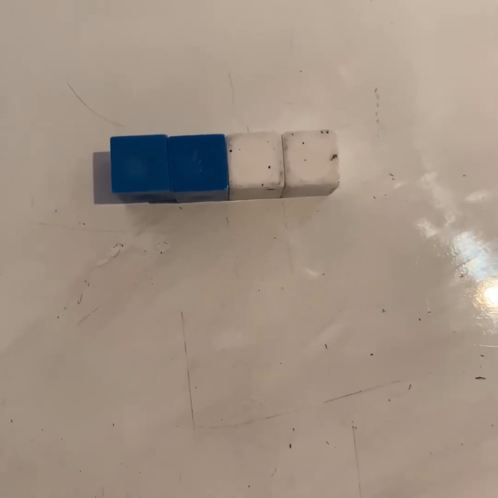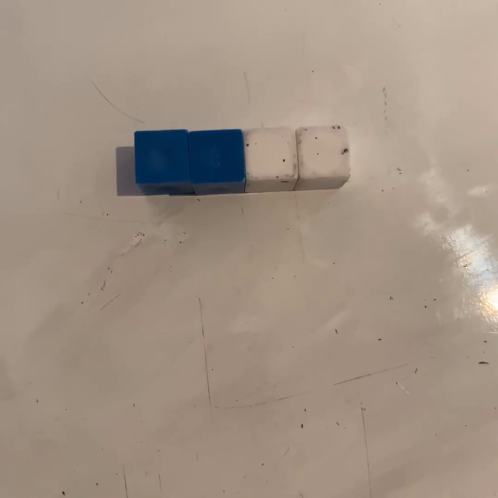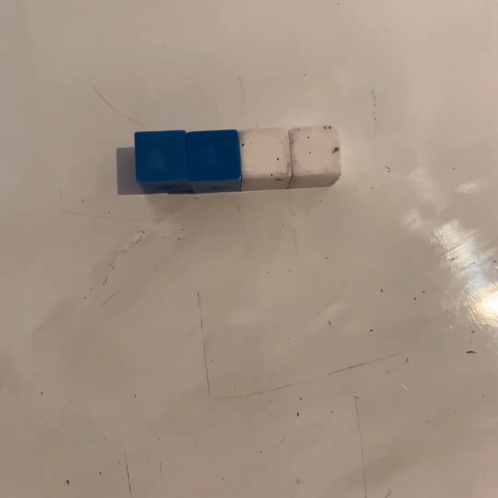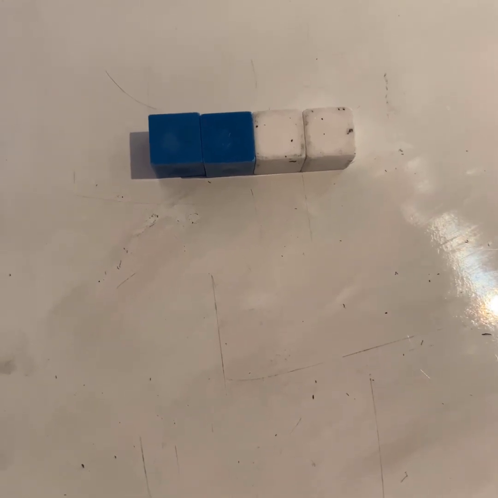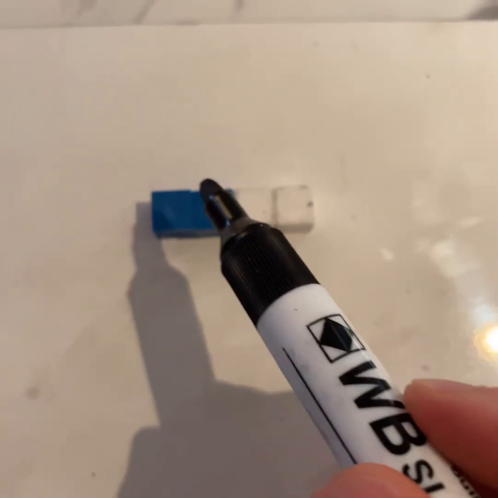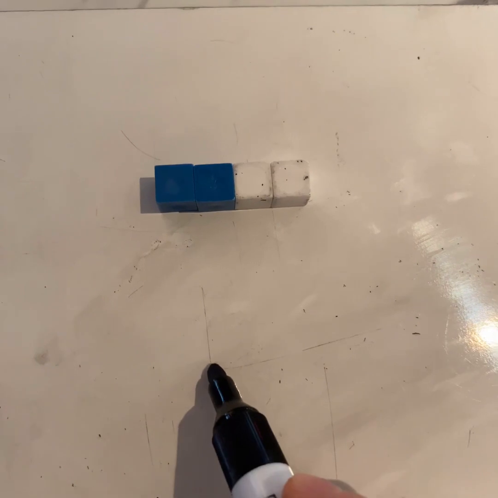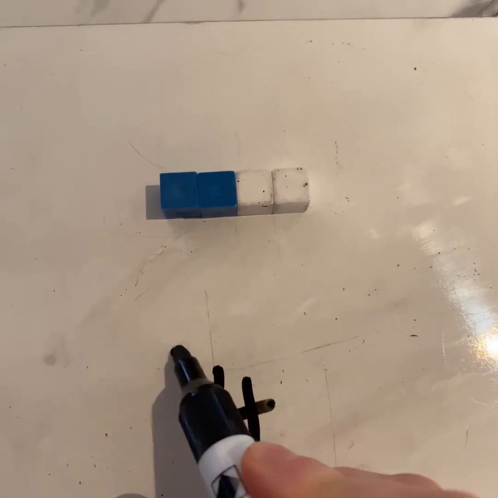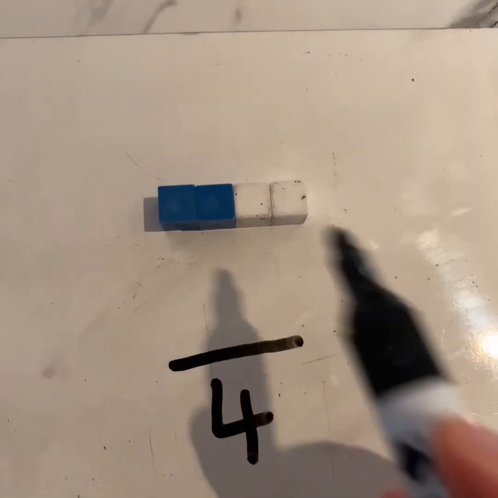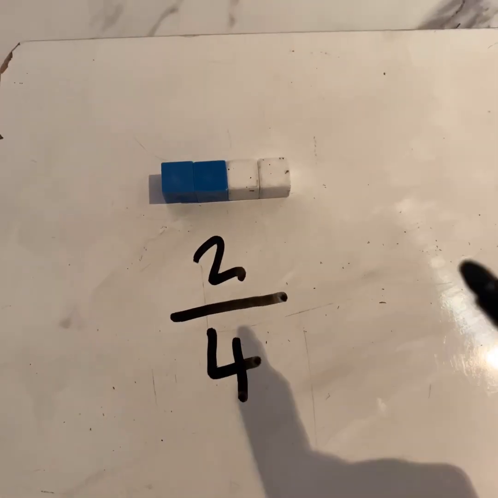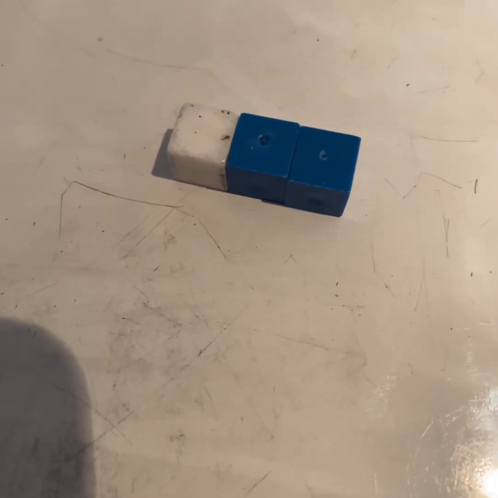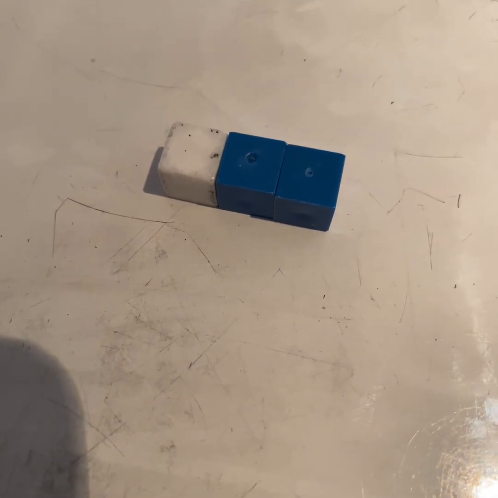Let's do a quick recap then. Can you write this out as a fraction? What fraction of these cubes are blue? Right, so I'm thinking there's 1, 2, 3, 4 cubes all together. And we were asking what fraction are blue? Well, 1, 2. 2 out of 4. 2/4 are blue.